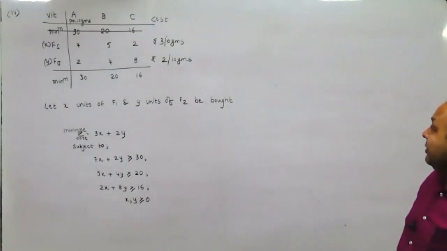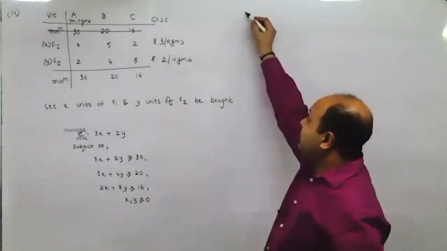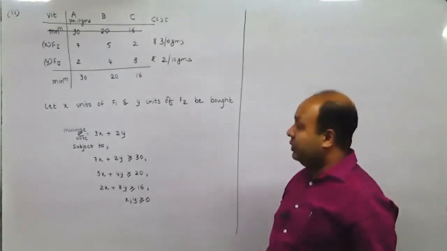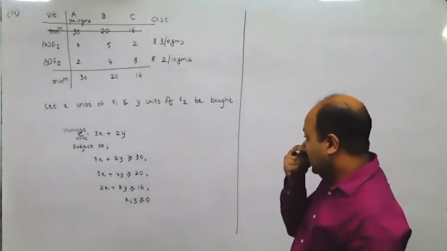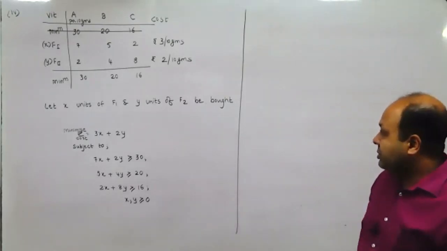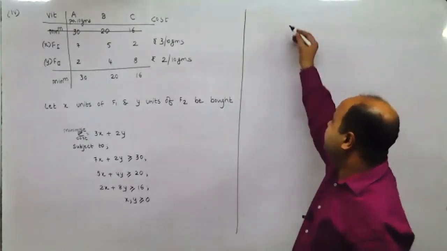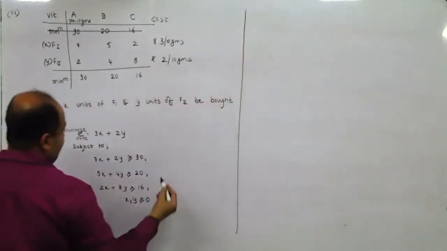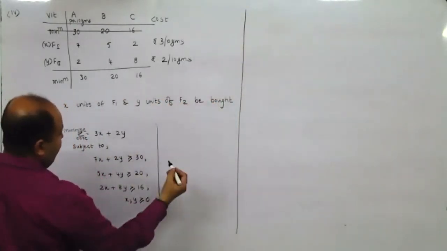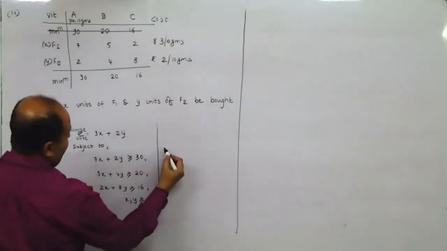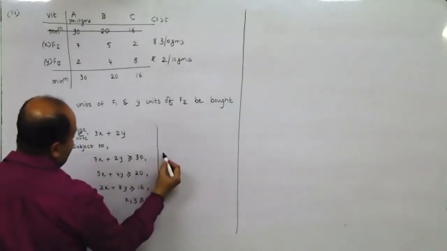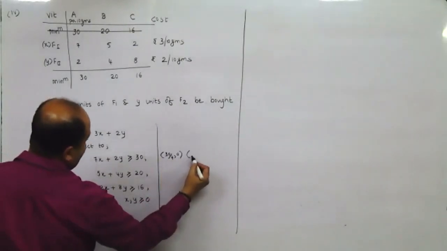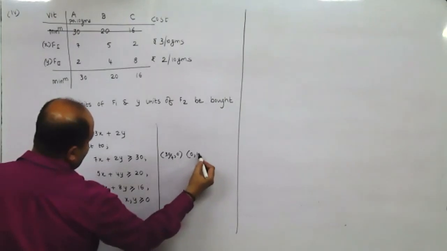How many grams of F1 and F2 should be bought to keep the food bill minimum? Here we have to minimize. I'm not drawing the table right now, but this would be the extreme right end. Now when I plot this, x would be 30 by 7 comma 0, y would be 0 comma 15.